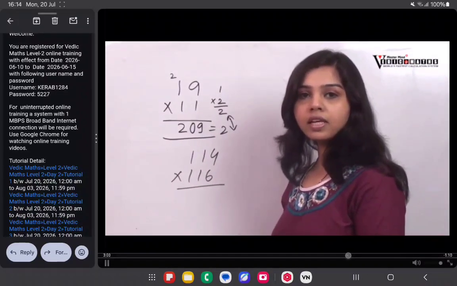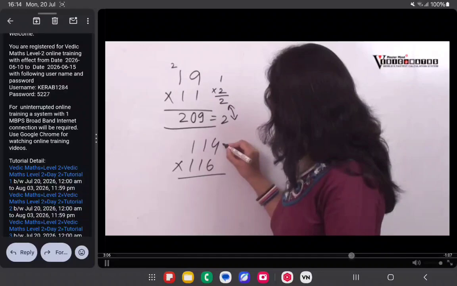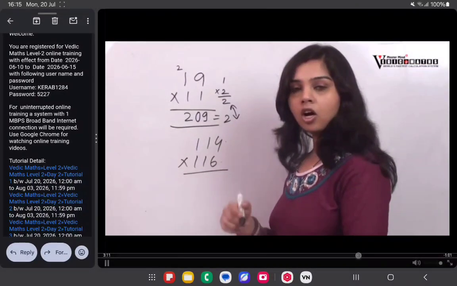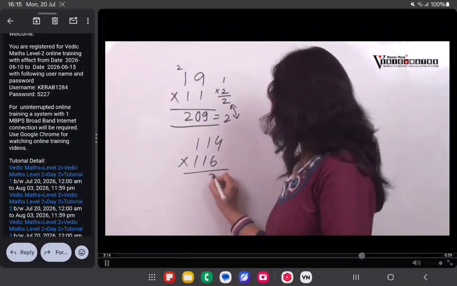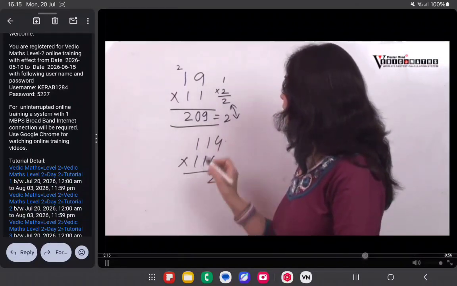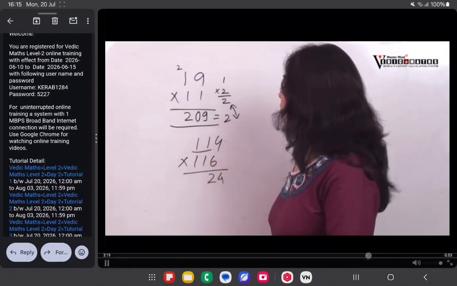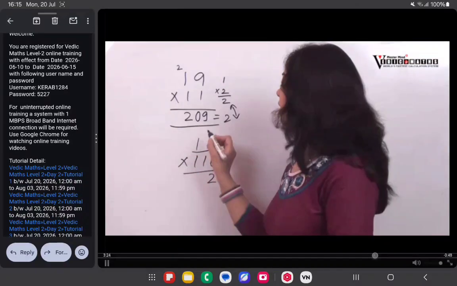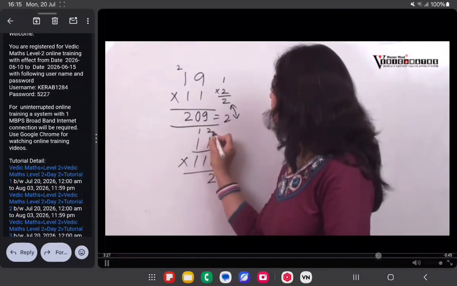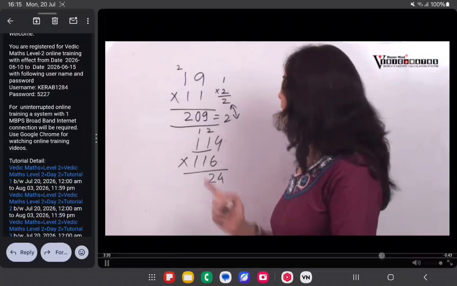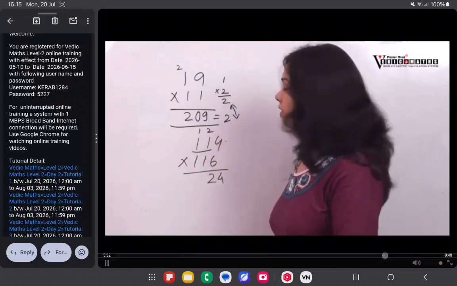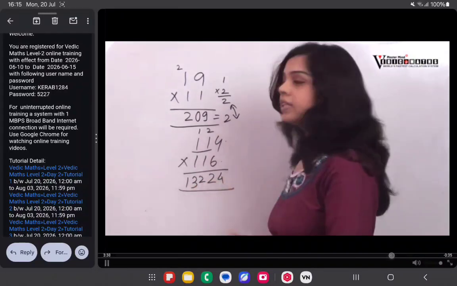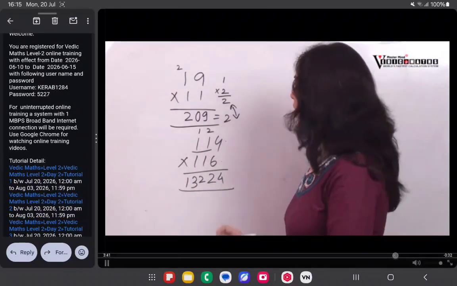114 into 116. We can check the sum of digits at unit place is 10. 4 plus 6 is 10. Now multiply them: 4 into 6 is 24. This 11 we can consider as a single digit, so we multiply it by its consecutive number, that is 12. Then 11 into 12 gives 132. Let's check this question by Navanga.